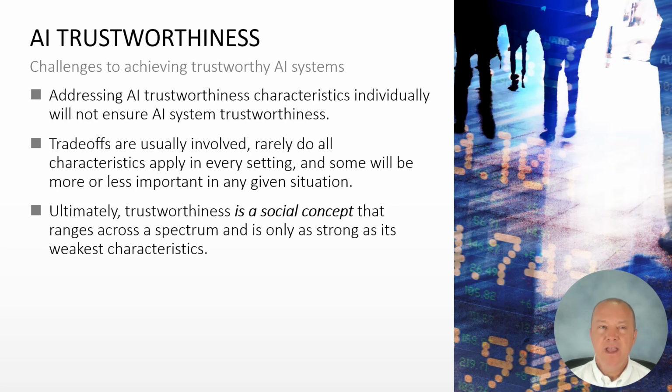And these AI trustworthy characteristics are interrelated. So addressing AI trustworthiness characteristics individually will not necessarily ensure AI system trustworthiness. Trade-offs are usually involved, and rarely do all characteristics apply in every setting, and some will be more or less important in any given situation. Ultimately, trustworthiness is a social concept that ranges across a spectrum and is only as strong as its weakest characteristics.